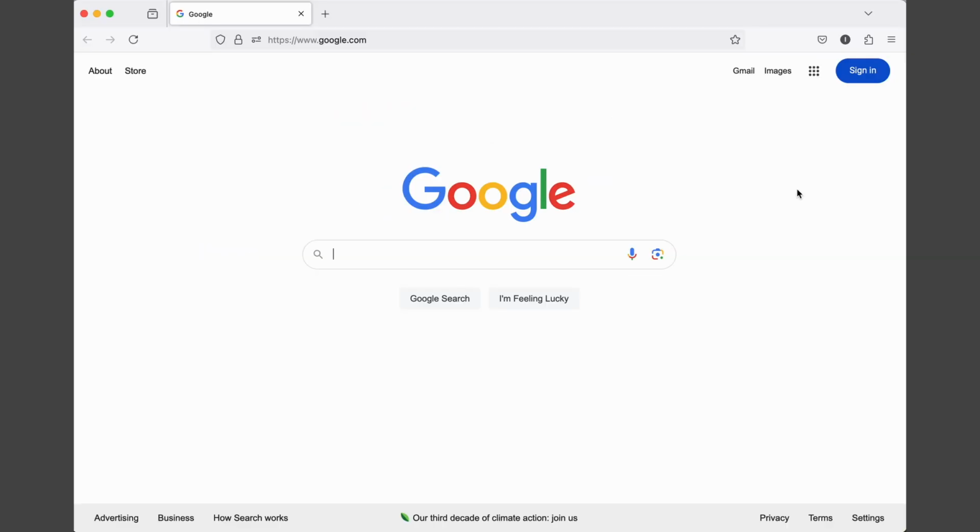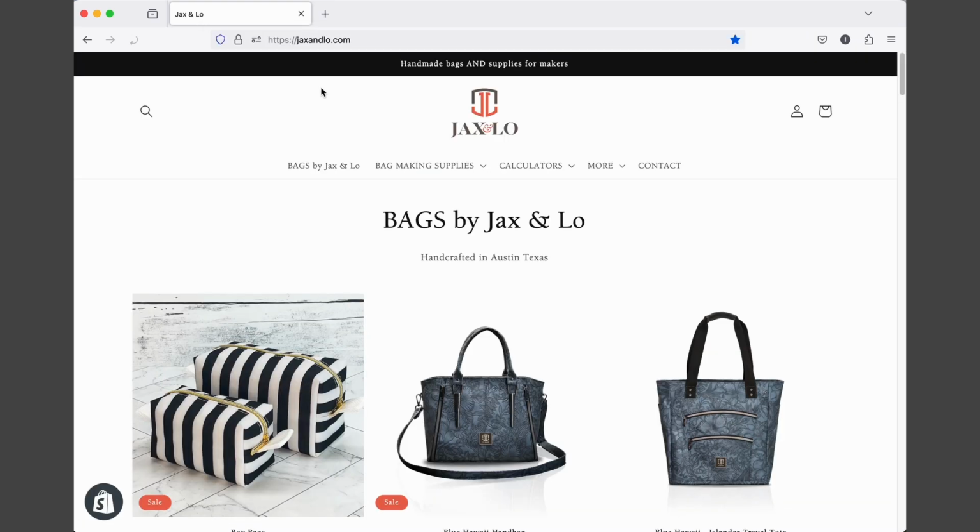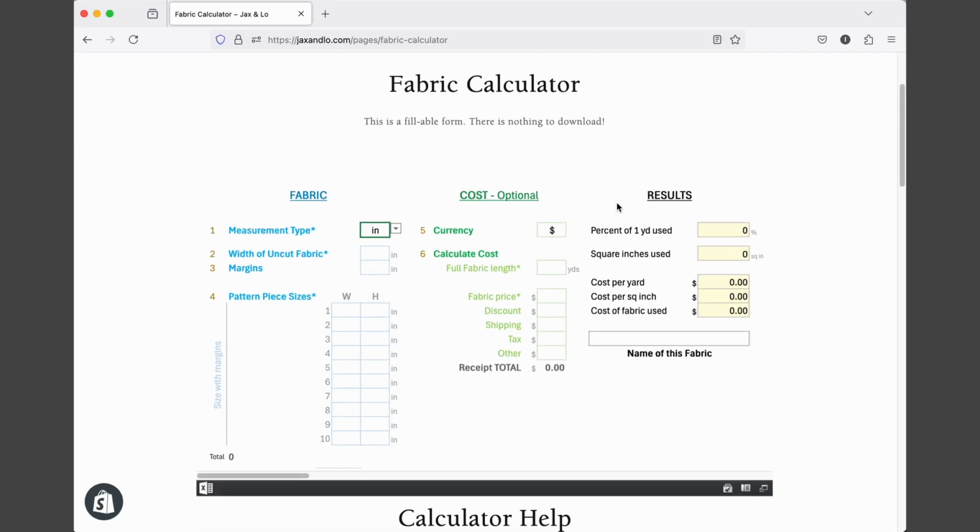So if you don't want to have to do that math every single time you go over to Inventora, or you're just trying to figure it out, this is where my calculator comes in. So go over to my website, calculators, fabric calculator. And this will pop up with a fillable form that does all of the same math that we just did for you.